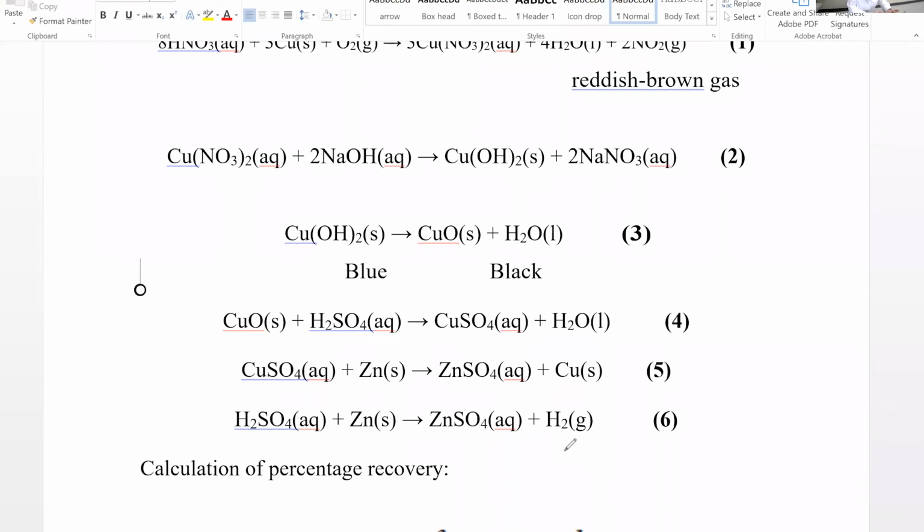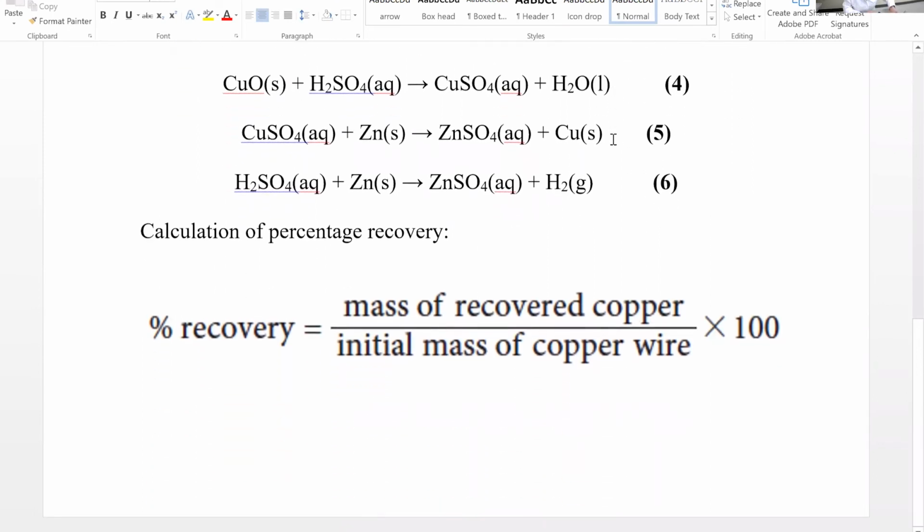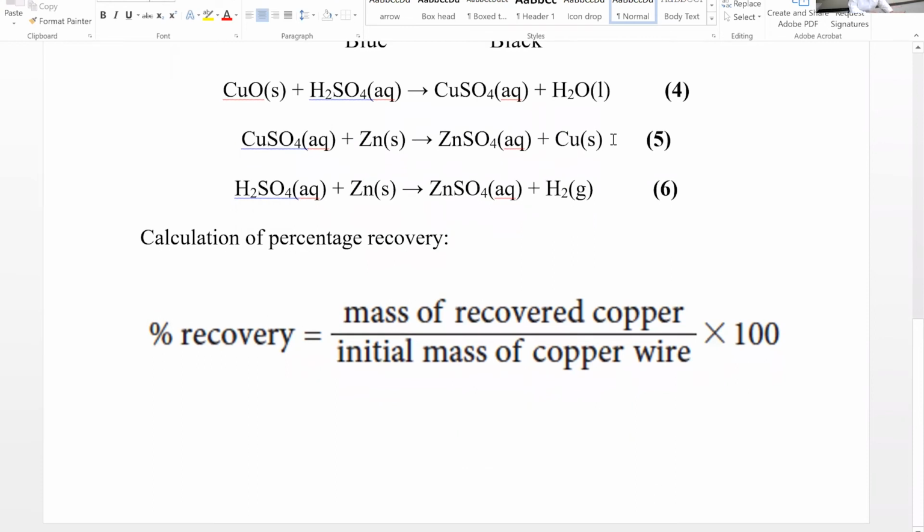Pay attention to what all the products are that you are getting. So when you use the copper nitrate, you add sodium hydroxide, you get copper hydroxide, you also get sodium nitrate. So pay attention to all. At the end of the experiment, when you get the copper recovered, you dry that copper using a heating lamp. You measure the mass, and that is known as the mass of recovered copper. And you have the initial mass of copper.